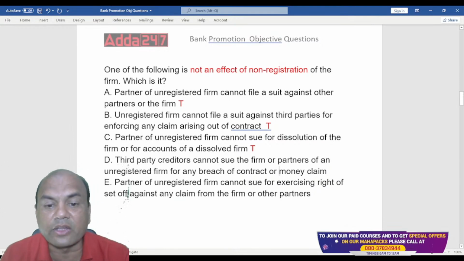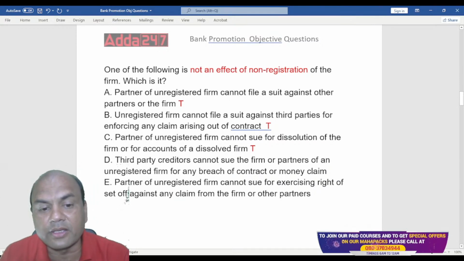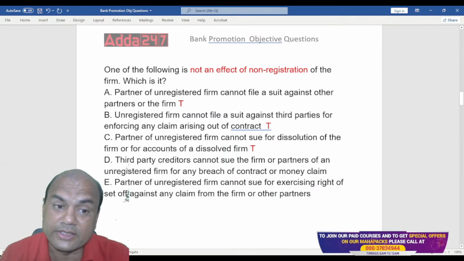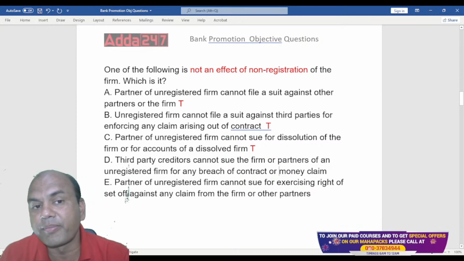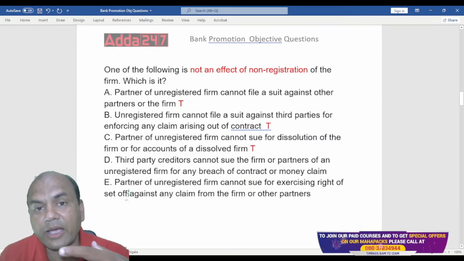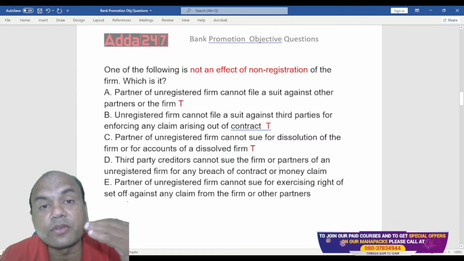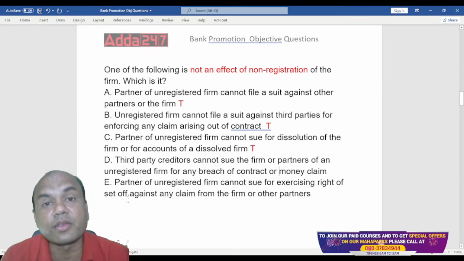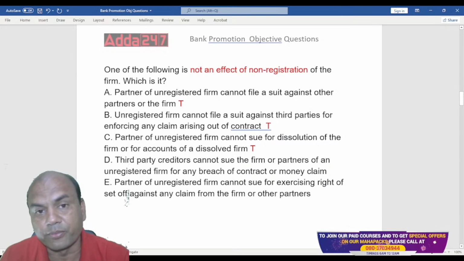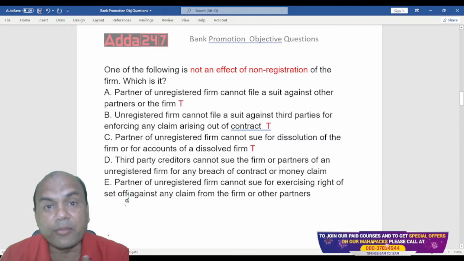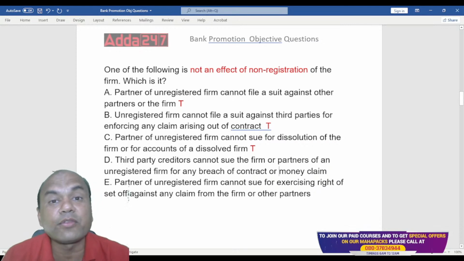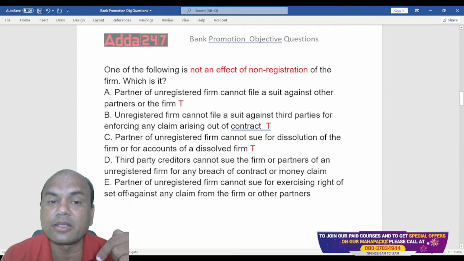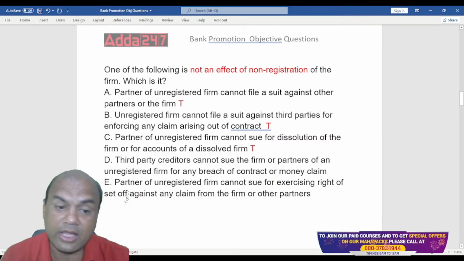Third party creditors cannot sue the firm or the partners of an unregistered firm for any breach of contract or the money claim. Now, look at this. B and D are exactly opposite. B is what? I am the firm and I have not received the funds from someone. So I can't file the suit. So B is true. But what about D? I am the firm, I have not registered and I have not given money to someone else. So can that party file a case against me? That is the question. So D, check on D.